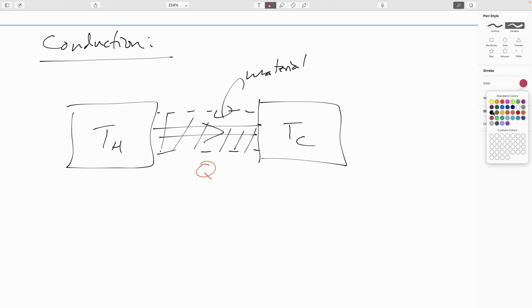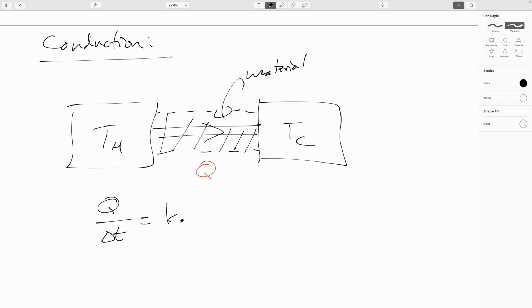Now, it turns out that we can model the rate at which the heat is being transferred. So we'll just say Q over delta T. So this K here is the thermal conductivity.